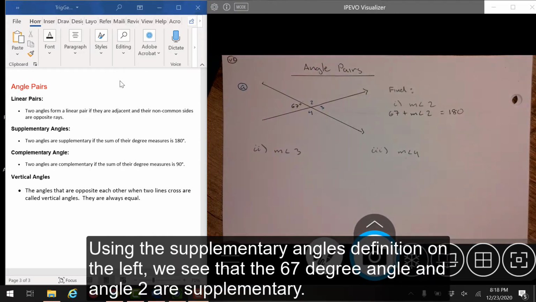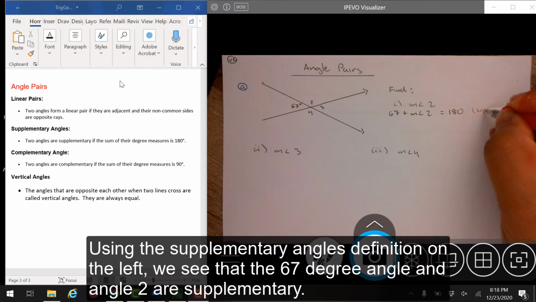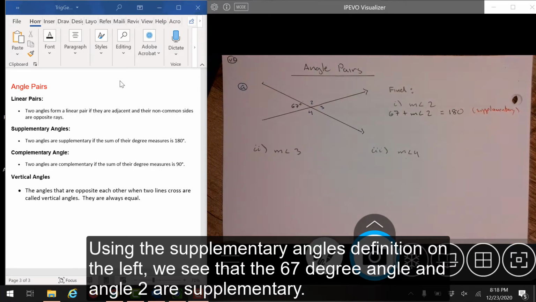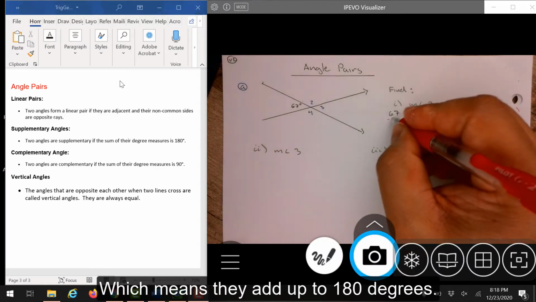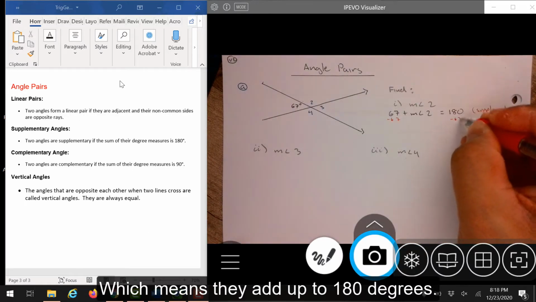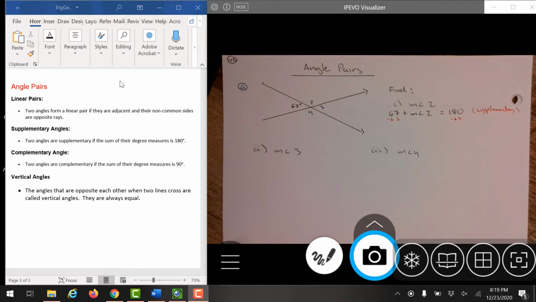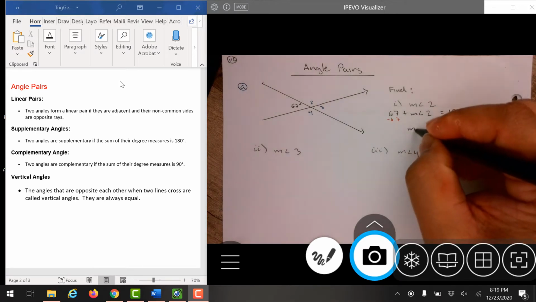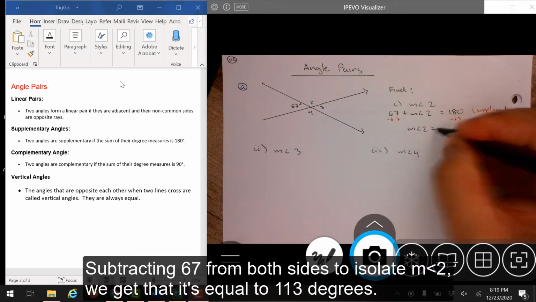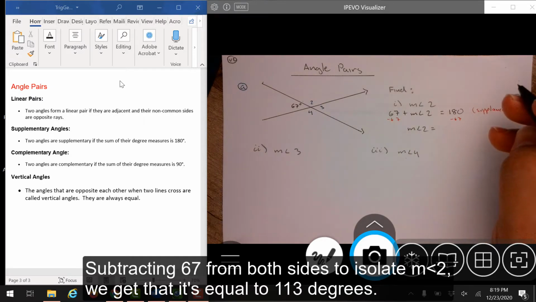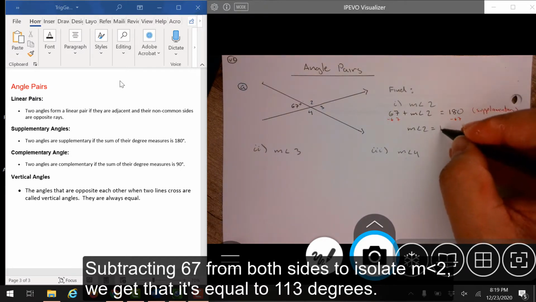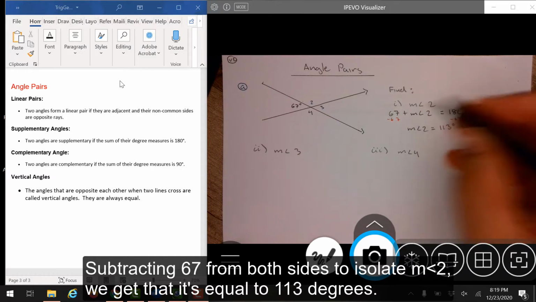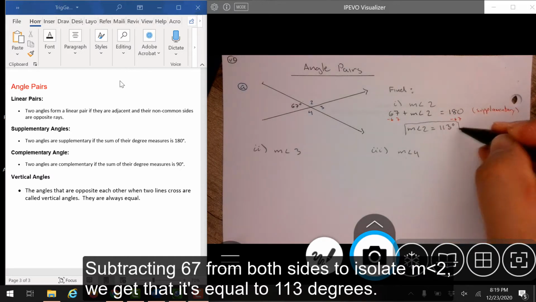Using the supplementary angles definition on the left, we see that the 67-degree angle and angle 2 are supplementary, which means they add up to 180 degrees. Subtracting 67 from both sides to isolate the measure of angle 2, we get that it's equal to 113 degrees.